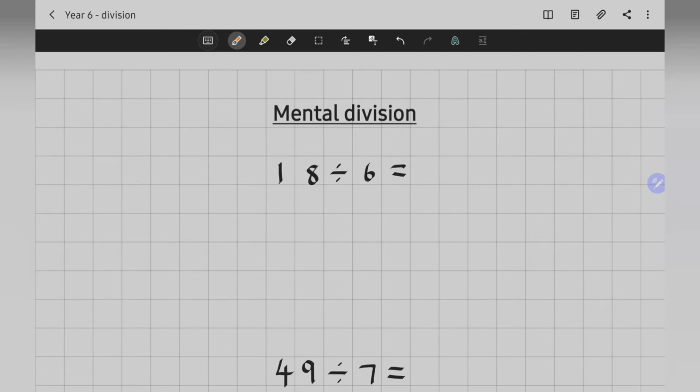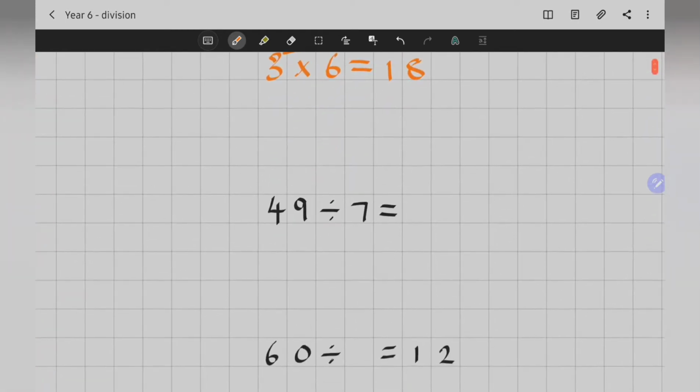Now, I know that multiplication is the inverse, the opposite of division. Therefore, I'm going to use my times table knowledge to help me. I know that 3 times 6 equals 18. Therefore, 18 divided by 6 equals 3. They're the inverse, the opposite. Let's have a look at another one.